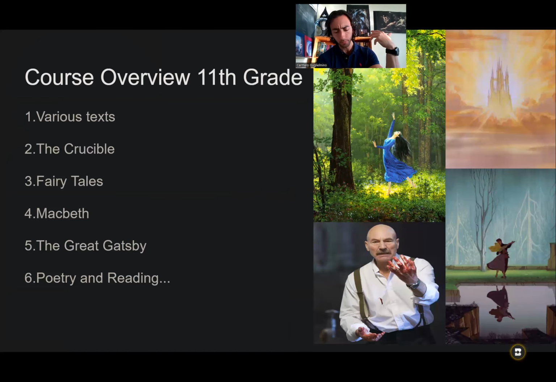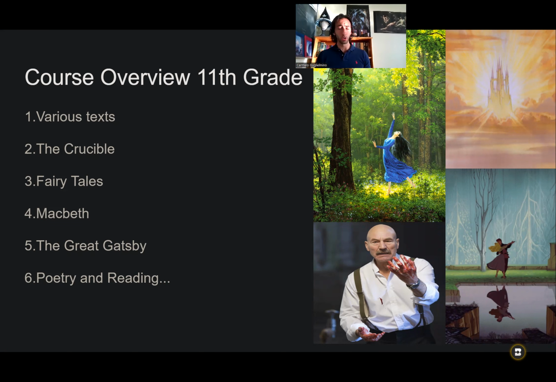Now for 11th grade, what we're doing is a various text unit, which is something different than short stories. Various texts is where we take short stories, we take poetry, we take a little bit of nonfiction, sometimes a philosophy passage, and mythology as well, and we just smush all these things together into things that would be useful for us throughout the rest of the year.